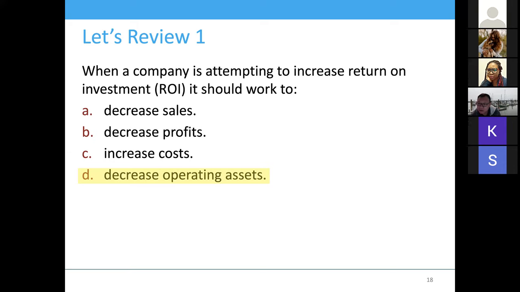Okay. And that's reducing their operating assets. Yeah. So in another way, how is ROI calculated? ROI is calculated by a division. So net income divided by asset, right? So if you want to increase ROI, you can decrease the denominator, the operating asset. Okay. That makes sense. Yeah. Thank you. No problem.